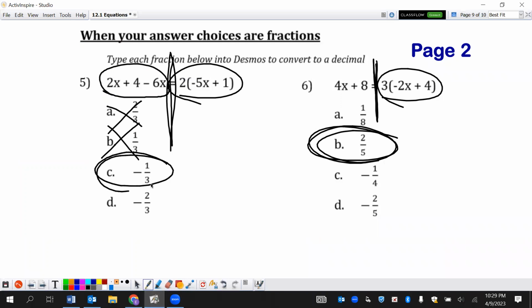So just be really careful. If it's a decimal that ends like 0.4, you can type 0.4 and change it to a fraction. But if it's a decimal that doesn't end, like 0.3333, then you have to type your answer choices first and see which one gives you the correct decimal.